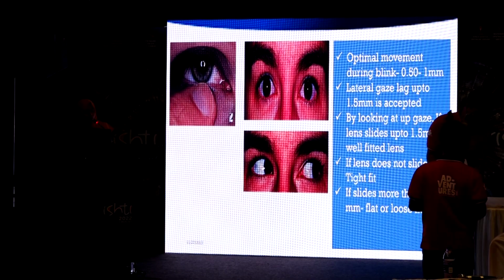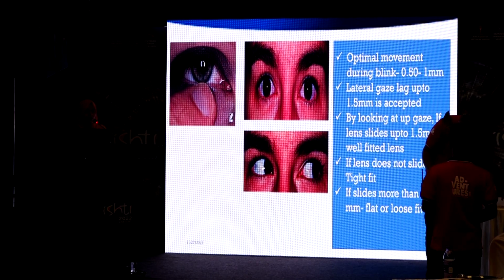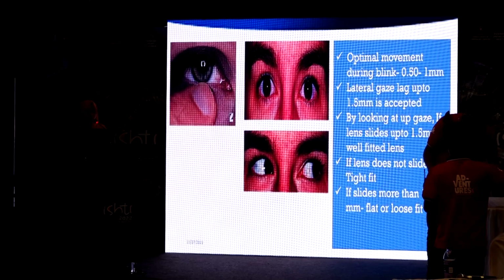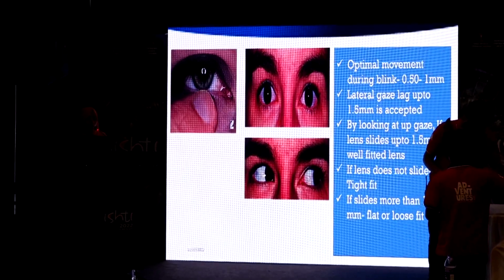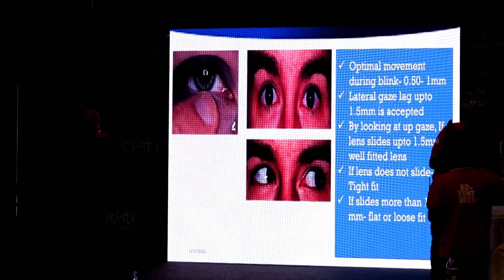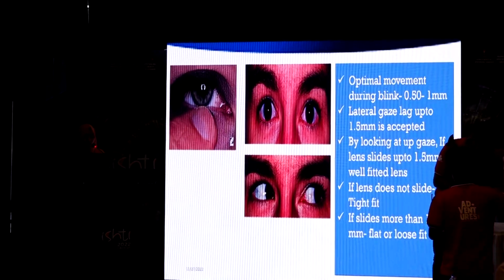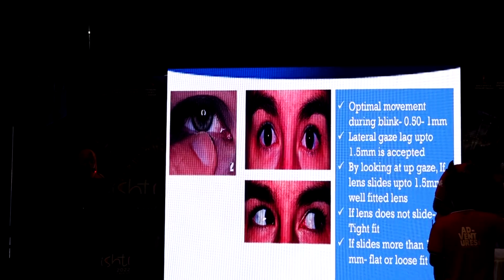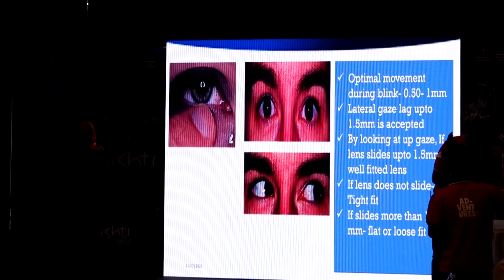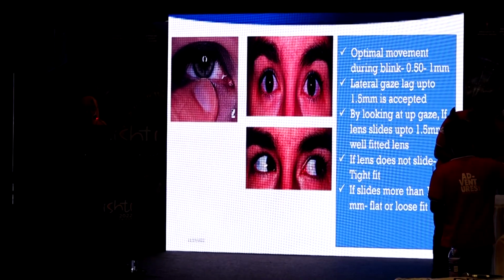And we have to check for the lateral gaze position. Optimal movement will be around 0.5 to 1. If it is a lateral gaze lag, up to 1.5 is accepted. And if by looking up, in up gaze, the lens slides up to 1.5, it is a well fitted lens. If the lens does not slide, it means a tight fit, or if it slides more than 1.5 it is a flat or loose fit.